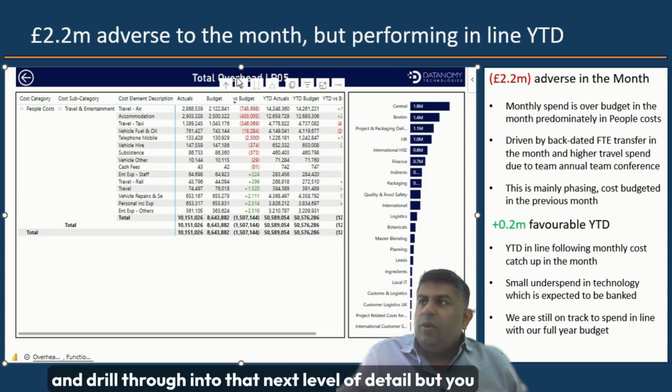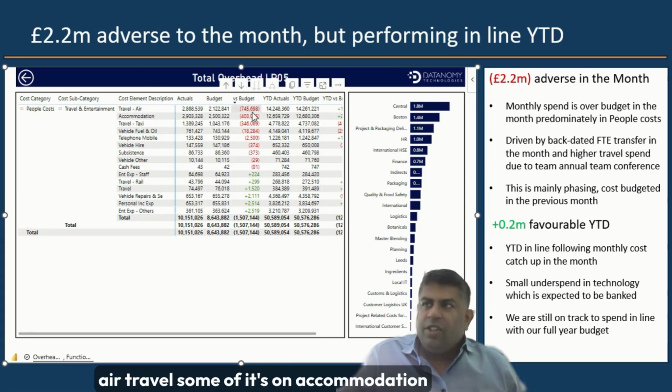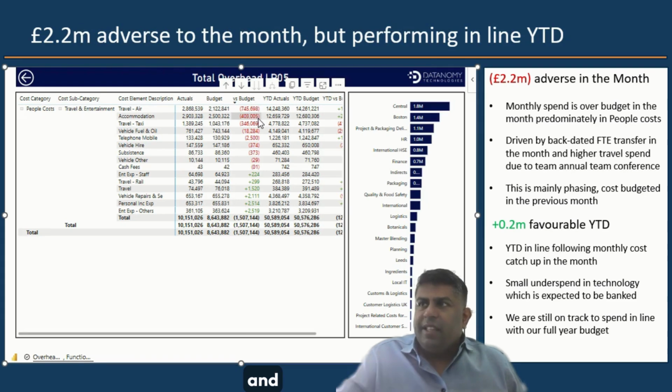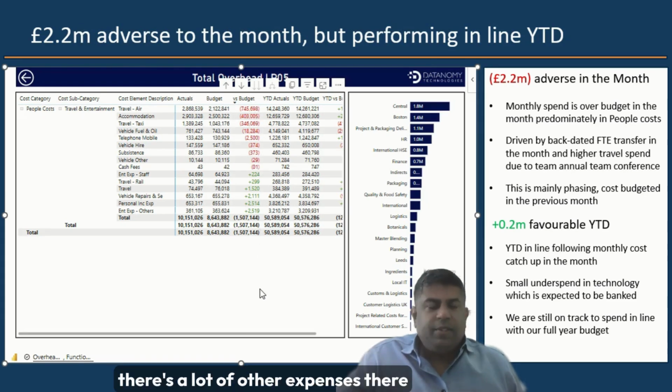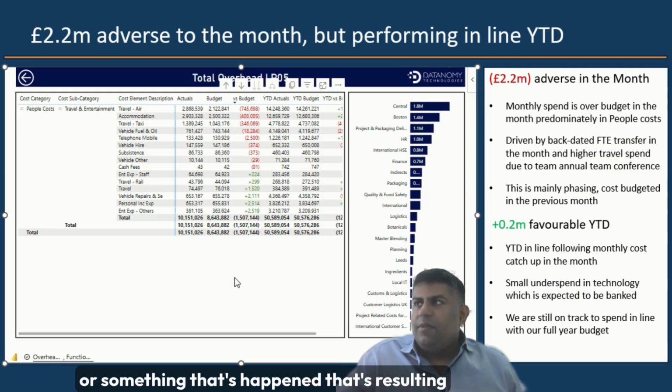But you can see here there's quite a lot of money that's been spent on air travel, some of it's on accommodation, and there's a lot of other expenses there, which kind of implies there was some sort of conference or something that's happened that's resulted in that overspend.